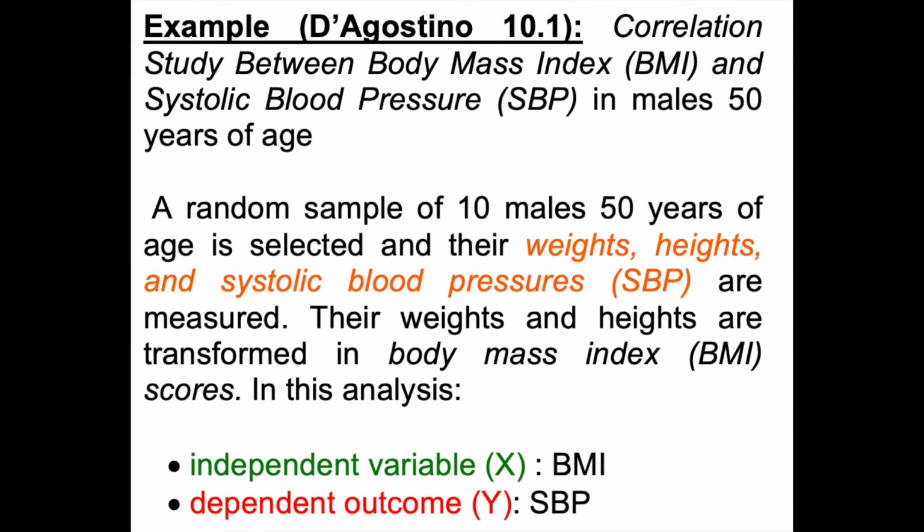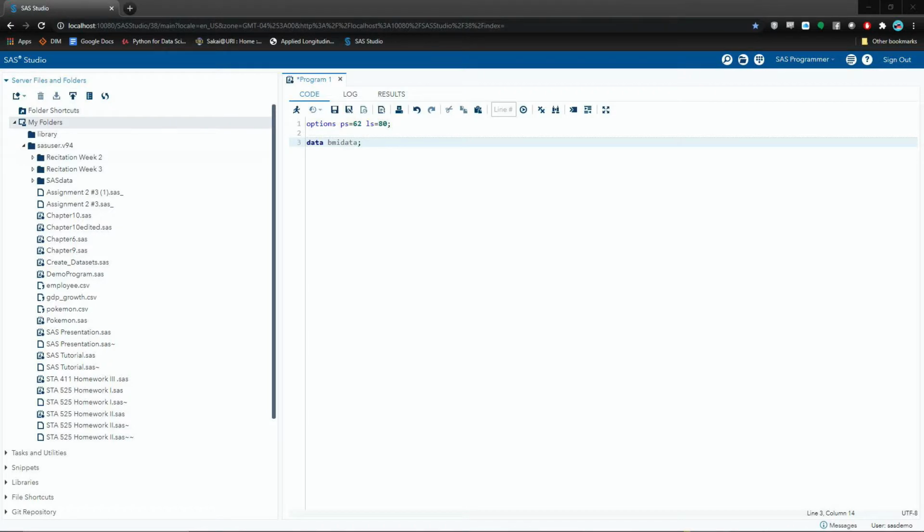Alright, so in this example we're going to be looking at a study that's trying to uncover the relationship between BMI and systolic blood pressure. We have a sample of 10 males, 50 years of age, and we have measurements for their weights, heights, and systolic blood pressures. The study has converted their weight and height into one variable called BMI, and we're going to be using that as the independent variable, and then we're going to be using SBP, or systolic blood pressure, as the dependent outcome.